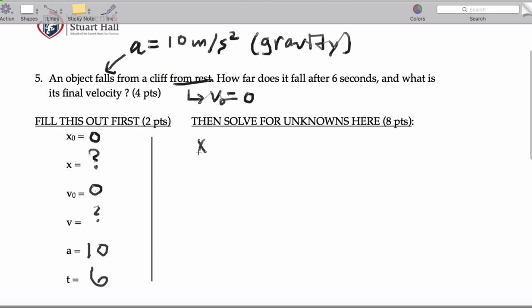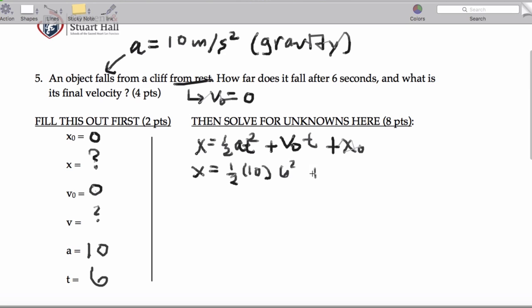So we want to know how far it falls after 6 seconds. So x equals 1/2 at squared plus v naught t plus x naught. And when we actually put in all the zeros for stuff, x is going to be 1/2 times 10 times 6 squared plus 0 times t plus 0. This works out to 0 and that works out to 0. So when I just multiply this part out here, I'm going to get that x is plain old 180 meters.